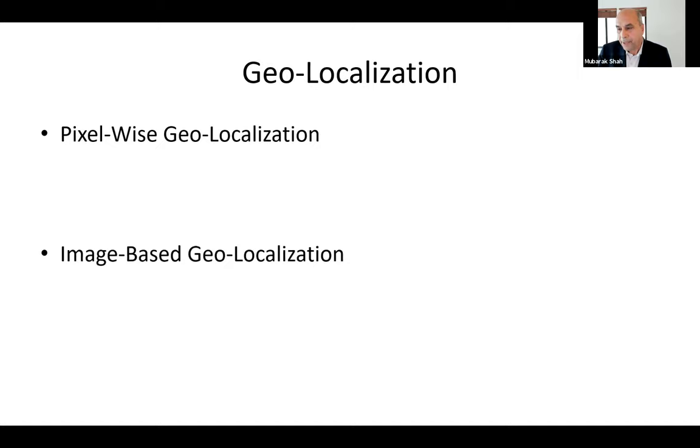There are two types of geolocalization. One is called pixel-wise geolocalization, which is more from the point of view of photogrammetry and the classical definition. The other is called image-based geolocalization, which is more of a computer vision definition.